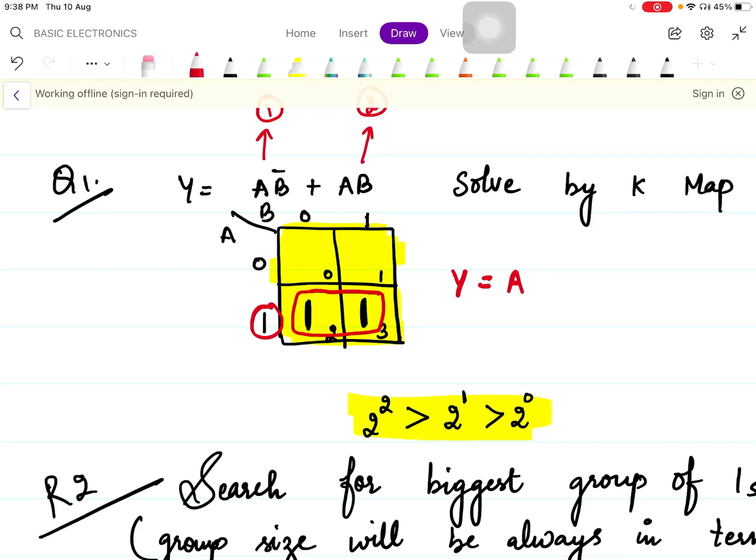Therefore, we will take A as the answer. Now we will go to the alphabet B. And for B, we will see that B has two columns, this one and this one. So there is no single column of B in which the whole group is lying. So we cannot take any answer from B. So the only answer which we are left with is A is equal to B. So this is the answer. I hope that it is clear.